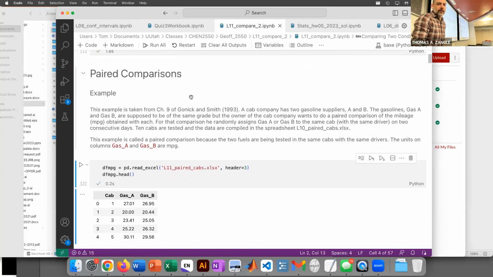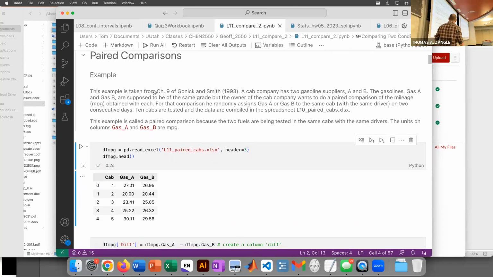So we'll start with the first case, and we're going to do this by way of an example. So let's say we have a cab company. We're running a taxi cab company. There are two different gasoline suppliers, A and B. And they're supposed to be of the same grade, but we have a suspicion that they're not actually the same, that maybe one of these gasolines is actually giving a slightly better gas mileage than the other. So in this case, we're going to say we randomly assigned gas A or gas B to the same cab with the same driver. So we have nicely matched sets of experiments on 2 consecutive days.